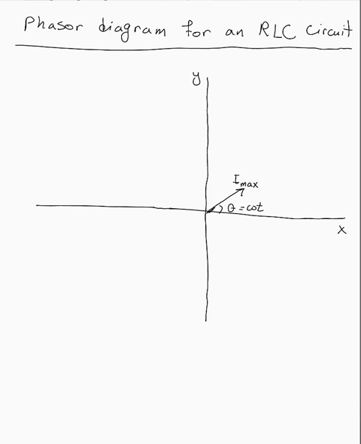Next, we know that the voltage across the resistor is in the same direction as the current, so I can write this as I max times R, which is the voltage across the resistor. Okay, next go to the capacitor. We know that the voltage across the capacitor lags the current, so if I want to draw it, it's going to be 90 degrees behind the current. So this is going to be I max times the capacitive reactance, which is lagging the current by 90 degrees.